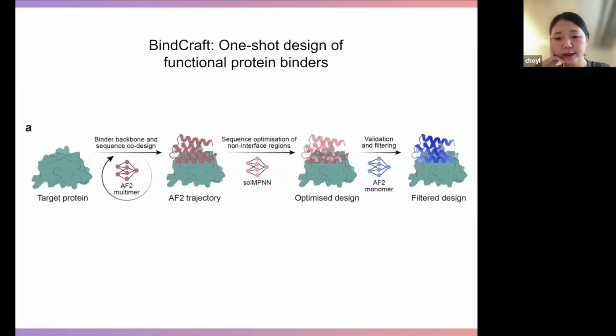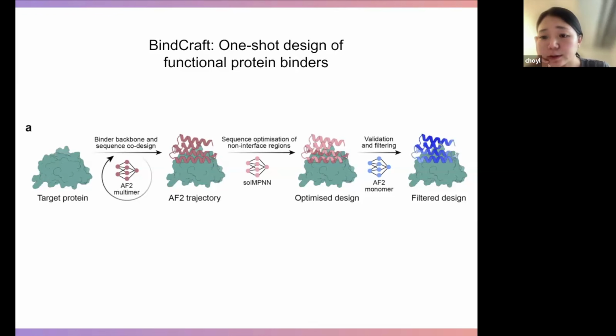Based on this filtered data set, you also run the Rosetta relax pipeline and filter them based on the number of unsaturated hydrogen bonds, delta G, and the percentage of the hydrophobic interface.